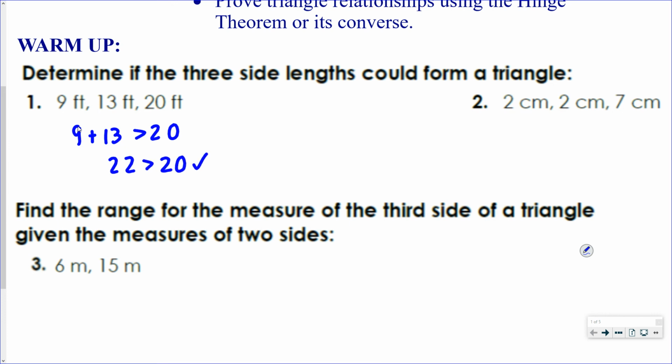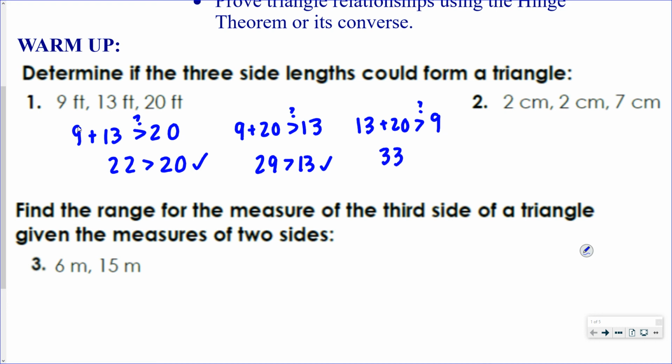Okay. So the two smaller sides worked. That's always a good sign. You do have to show all 3, guys. So first we tested: is 9 plus 13 greater than 20? It is. And their combination, 9 and 20, is their sum greater than the side of 13? You betcha. And then the third combination would be 13 and 20, the two longer sides. Again, feels silly that we have to show this, but that's what the triangle inequality theorem says. Number 1, you should have gotten yes.